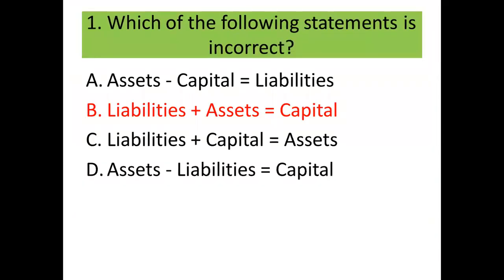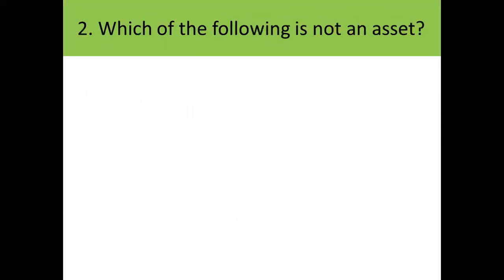Among the following sentences about the accounting equation, which is correct? The incorrect sentence is B, where you have liability plus asset is equal to capital. This is not correct. Asset minus capital is equal to liability. Liability plus capital is equal to asset. Asset minus liability is equal to capital.